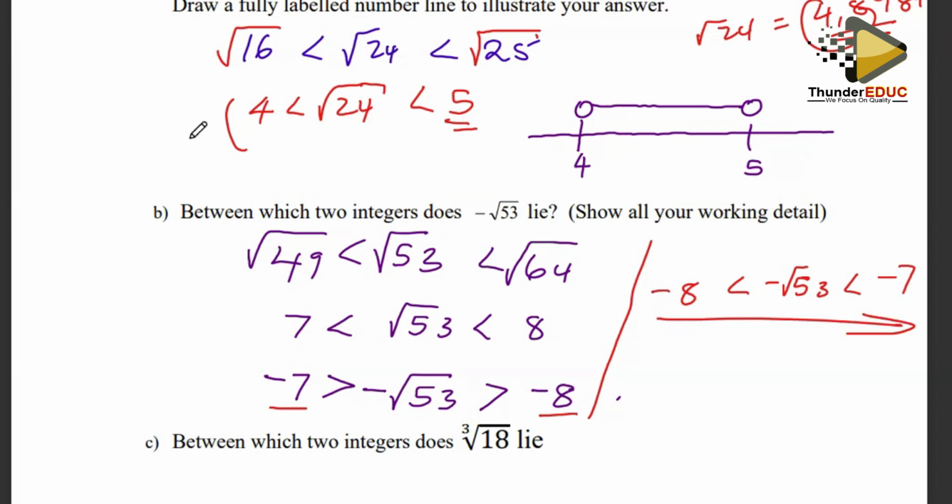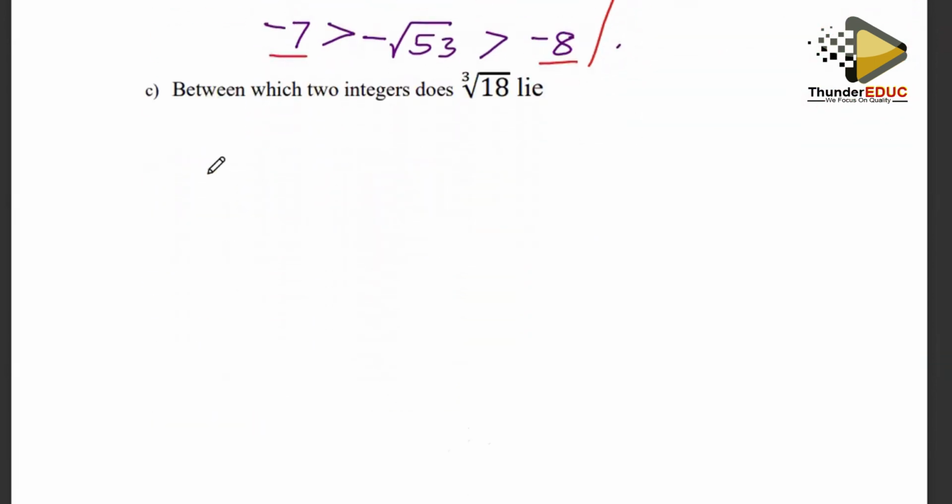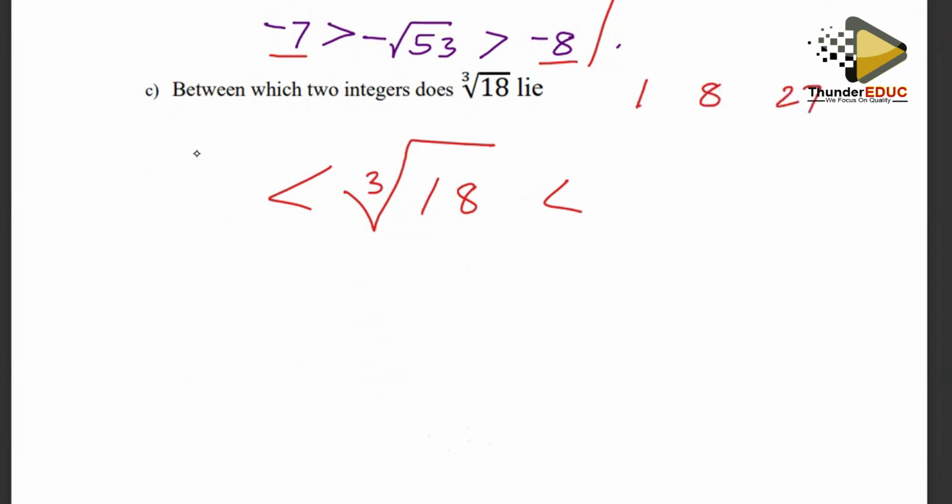All right. And then lastly, between which two integers does the cube root of 18 lie? So nothing different from what we discussed. Remember our cube numbers. The first one cubed is 1, 2 cubed is 8, 3 cubed is 27, 4 cubed is 64. So you can see that 18 just falls between 8 and 27.